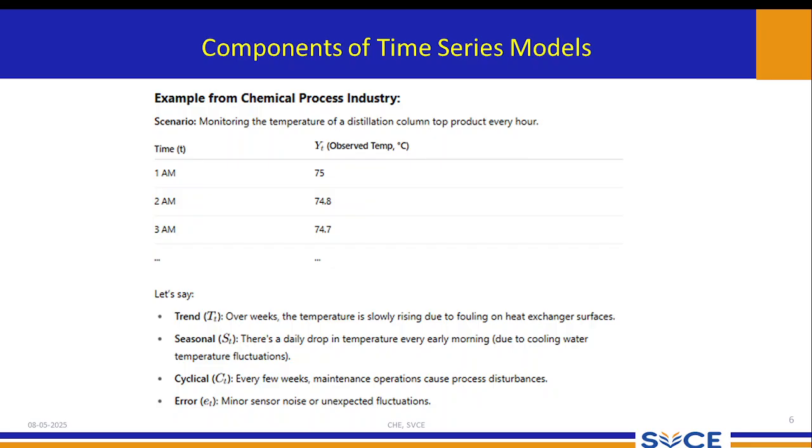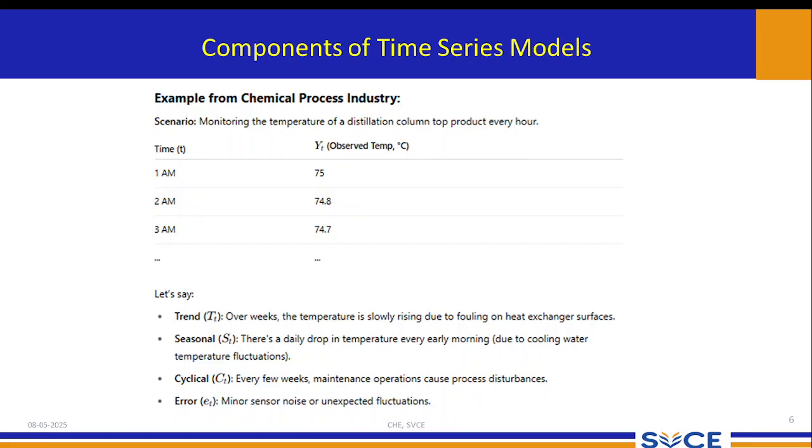Over weeks, the temperature is slowly rising due to fouling on the heat exchanger surface. But here it is decreasing, right? They have given it as rising, but here it is slowly decreasing. So this one is over weeks, but here it is a time period. When you see the time period, it is slowly decreasing, but the trend is over weeks: the temperature is slowly rising due to fouling on the heat exchanger surface.